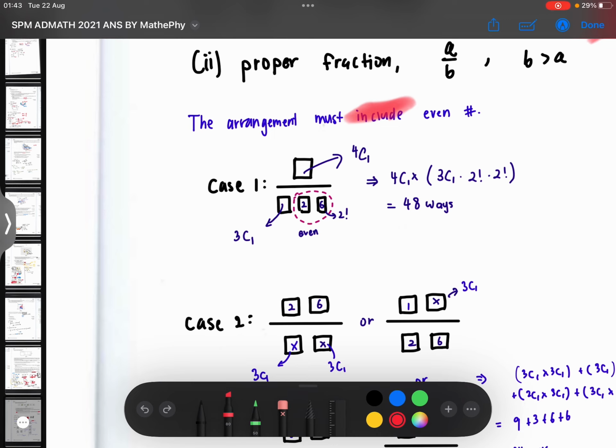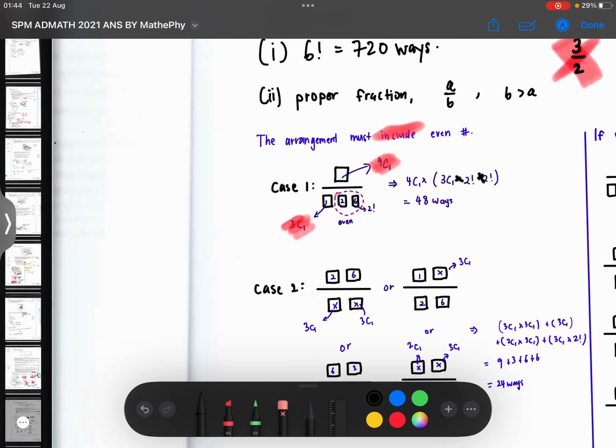So from 4 numbers you choose 1. Because you already chose 1 here, you still have 3 left, so 3 choose 1. And over here you can see 2 factorial. Why? Because you can swap them, 6 2 instead. So you just multiply the combination and permutation, then you get 48 ways.